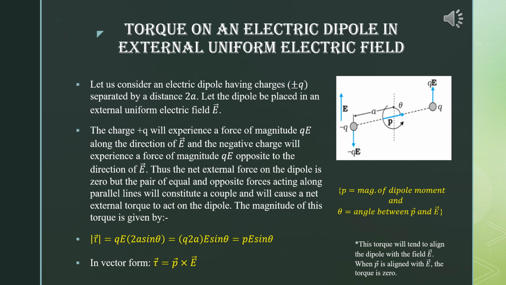Now, for any other angle there will be a torque. What will this torque try to do? It will try to bring the dipole along the field direction. So remember, whenever we place an electric dipole in a uniform external field, it experiences only a torque, and this torque tries to decrease the value of theta or keep the dipole along the field direction.